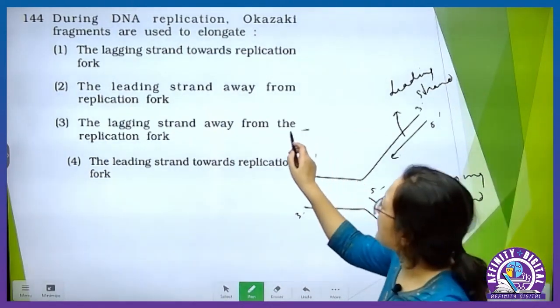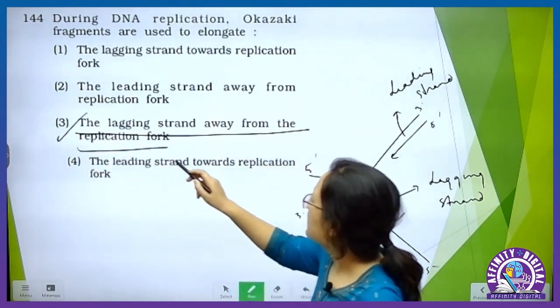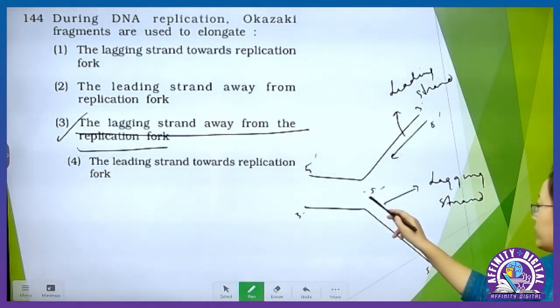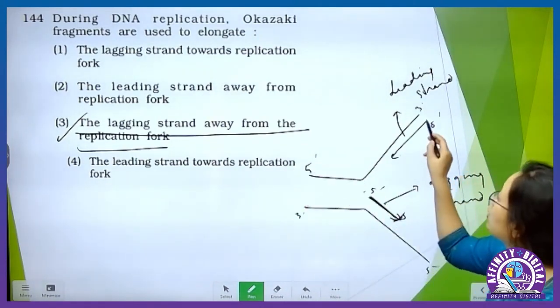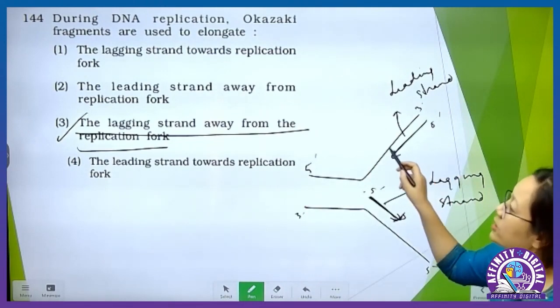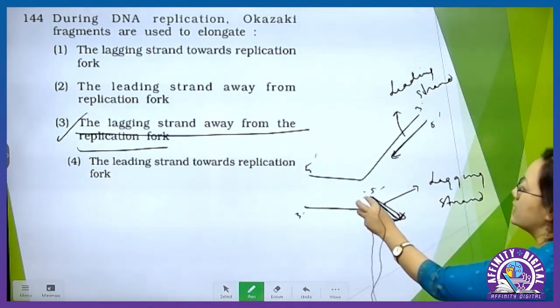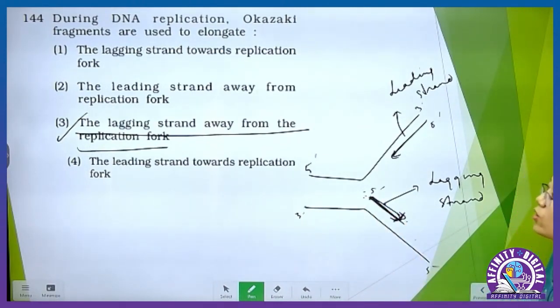This should be the lagging strand, away from the replication fork. Okazaki fragments have to be on the lagging strand only, and this will be away from the replication fork. The replication fork is here. The leading strand should be towards the replication fork. The lagging strand should be away from the replication fork. Lagging strand only is called Okazaki fragments.